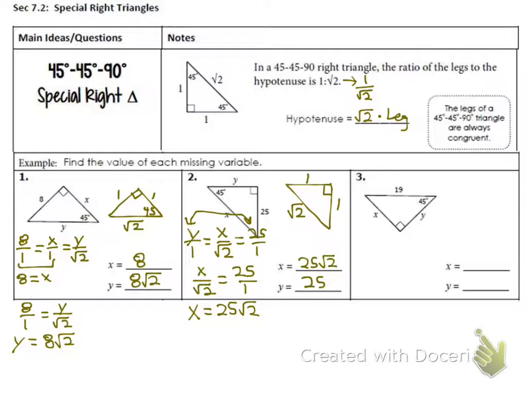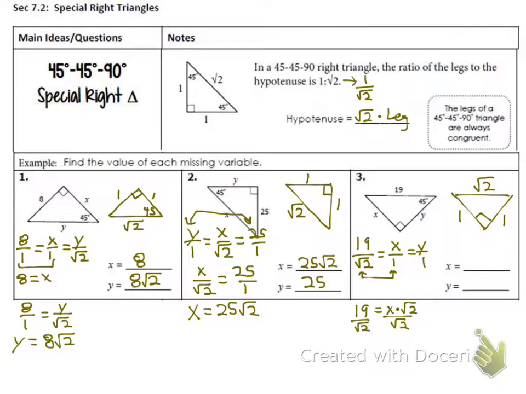For number 3, we're going to draw our 45-45-90 triangle again. 1, 1, root 2. We can fit it to whatever direction we need to. We're going to go 19 over root 2 equals x over 1, y over 1. And from here, hopefully you can see that whatever these values are going to be, they're going to be the same thing. So let's just take these two. I solve by cross product. I get 19 times 1 equals x times root 2. Then by dividing both sides by root 2, I get x equals 19 over root 2.